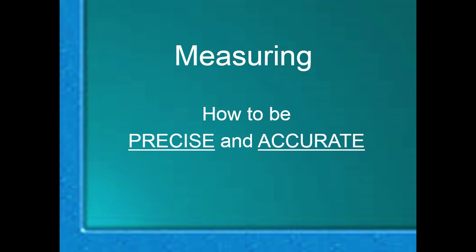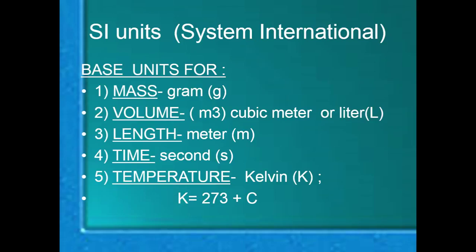Today's lesson is on measuring. In science, we want to be precise and accurate. In science, we use something called the SI units. These are units that all scientists across the world use in order to report in the same units. These are called System International Units.